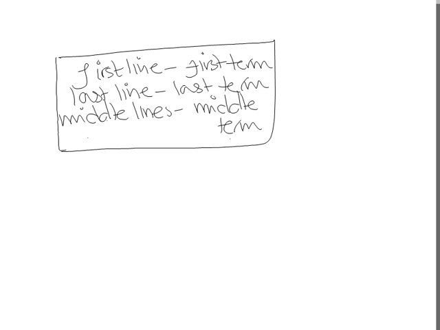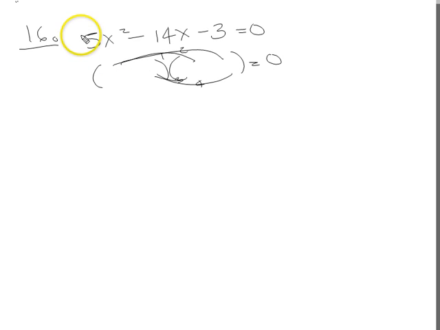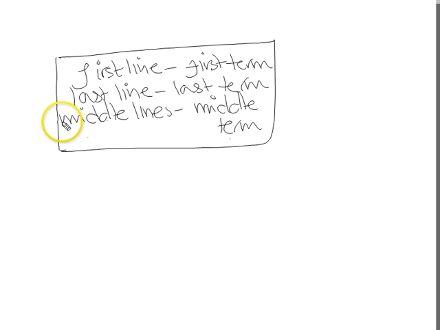So the key of the jigsaw, first line, first term. Here's the 5x squared. So it's not a lot of possibilities. It's just 5x times x, isn't it? Next piece of the jigsaw.